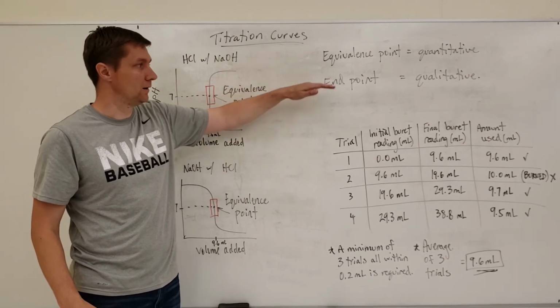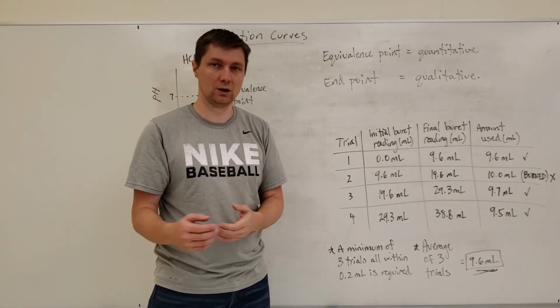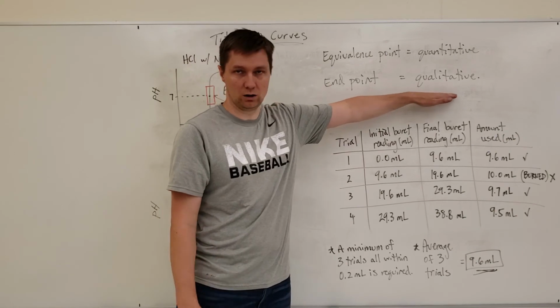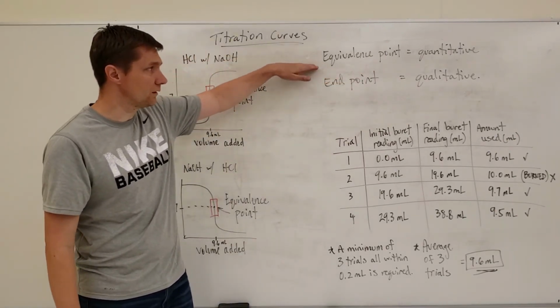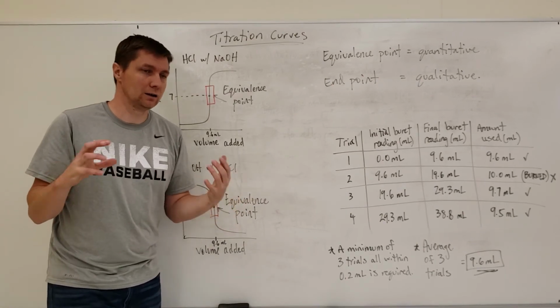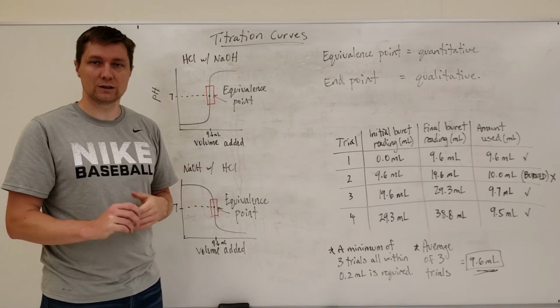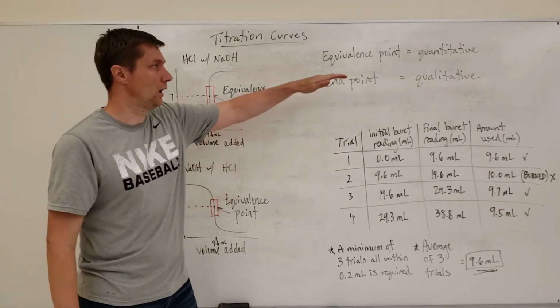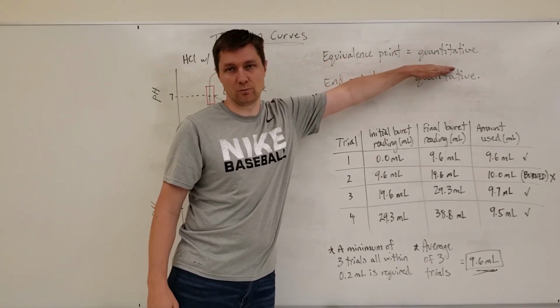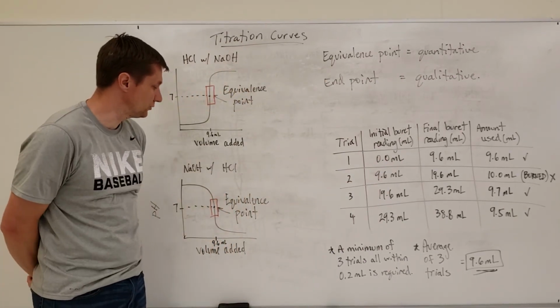equivalence point. Now, because the endpoint is just an observation that we make, it's a color change, deals with qualities, this is qualitative analysis. The equivalence point, on the other hand, is a number that we can actually calculate. The calculations are not something we do for this course, but it is a number that can be calculated, and so because of that, this is a type of quantitative analysis that we do for these titrations.